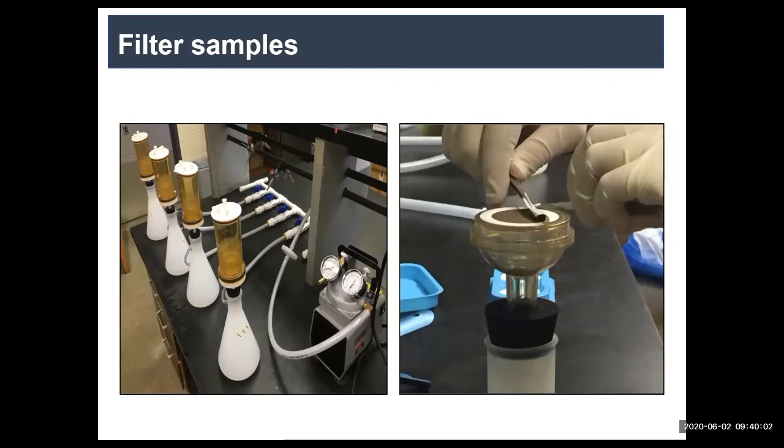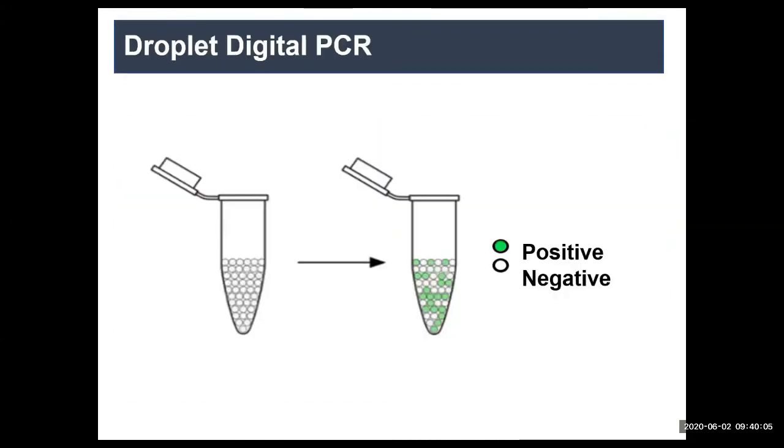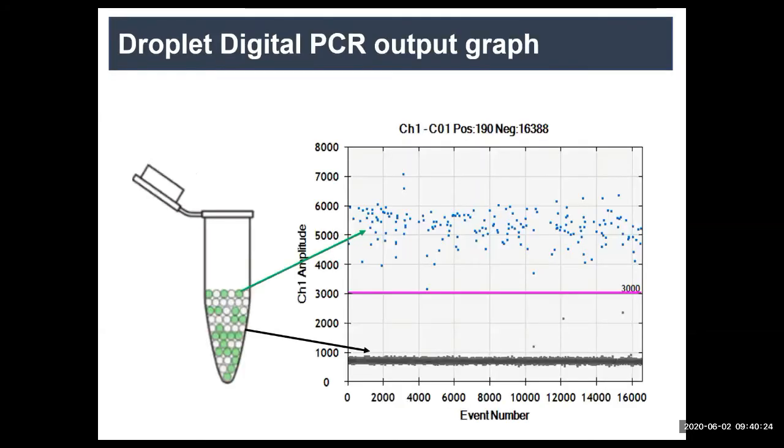Next slide, please. When we ran our samples through the Droplet Digital PCR, the ddPCR would break it down into up to 20,000 droplets and run the reaction on each and every droplet to determine if it was positive or negative. Next slide, please. It would then place it on an output graph. The positives were on top where it had amplified DNA, and the negatives were on the bottom in gray.